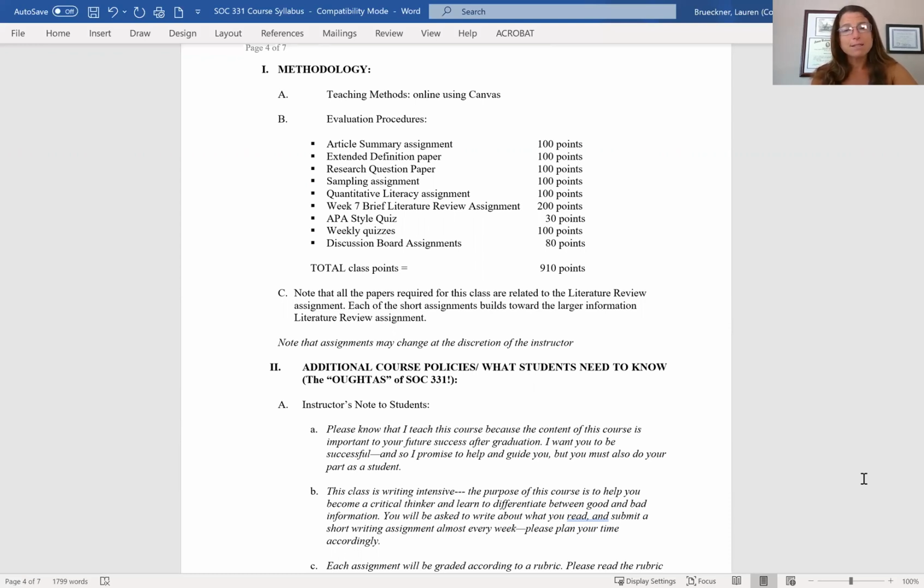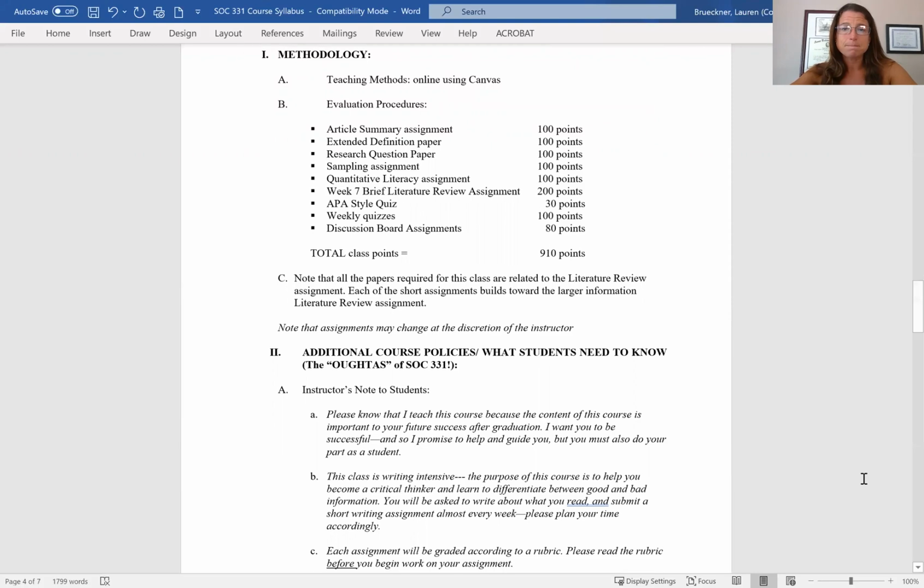In Canvas, you will be able to view your gradebook. My goal is to read and grade each assignment within 48 hours of the deadline. I'll go through deadlines in just a moment, but my goal is to be able to provide feedback to you quickly, efficiently, so that you can read the feedback and make edits moving forward for future assignments.